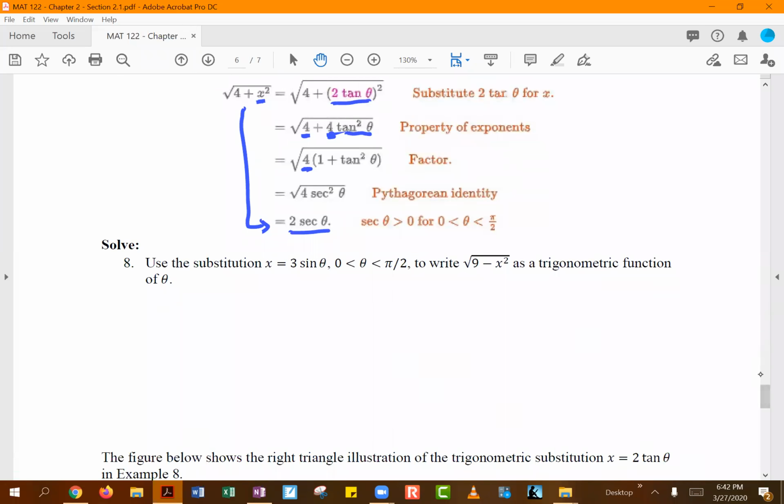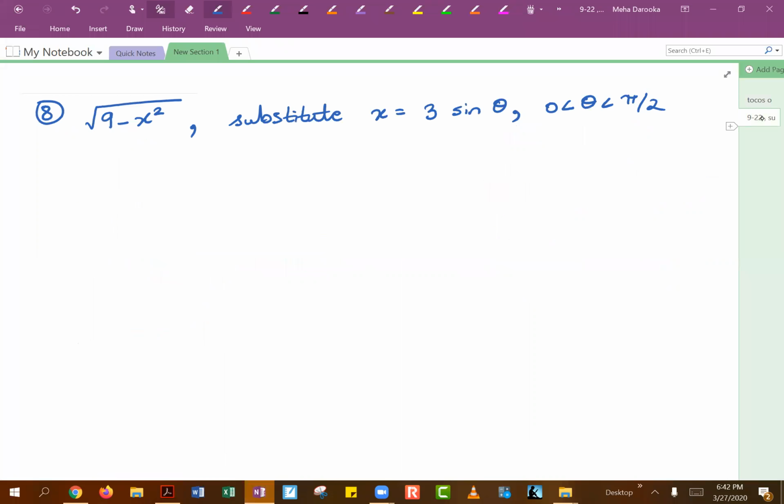So we're given a similar sort of example here. We are given x equals 3 times sine of theta, and they're asking us to make this substitution happen in square root of 9 minus x squared. And again, your theta is between 0 and pi halves, not including the endpoint. So let's take a look at how we can solve problem number 8. So let's come back here. We are given square root of 9 minus x squared. The substitution is x equals 3 times sine of theta.